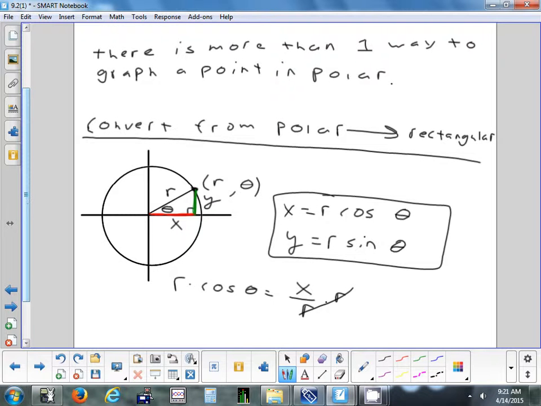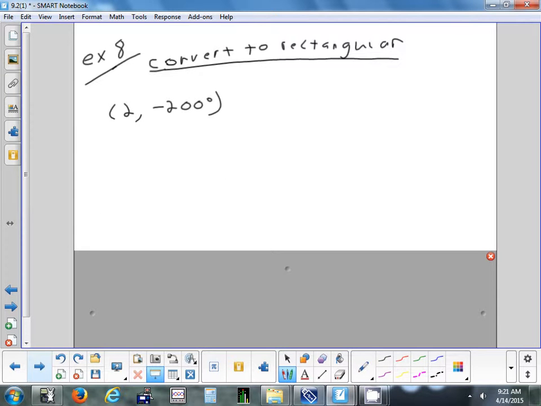So we're not really learning any new trig here. We're just going back to right triangle trig, and we're going to use that a lot this week. Any question on those two formulas? All right, so let's try this one.